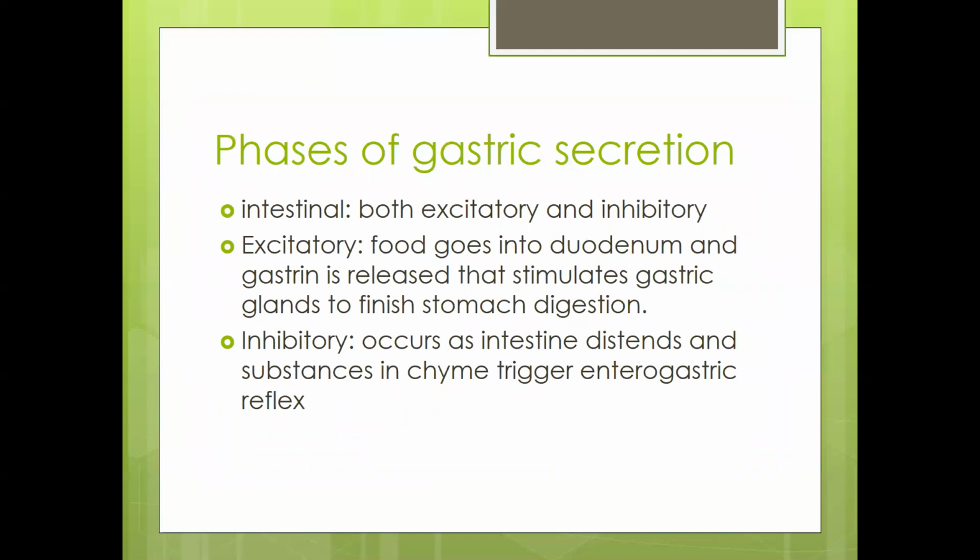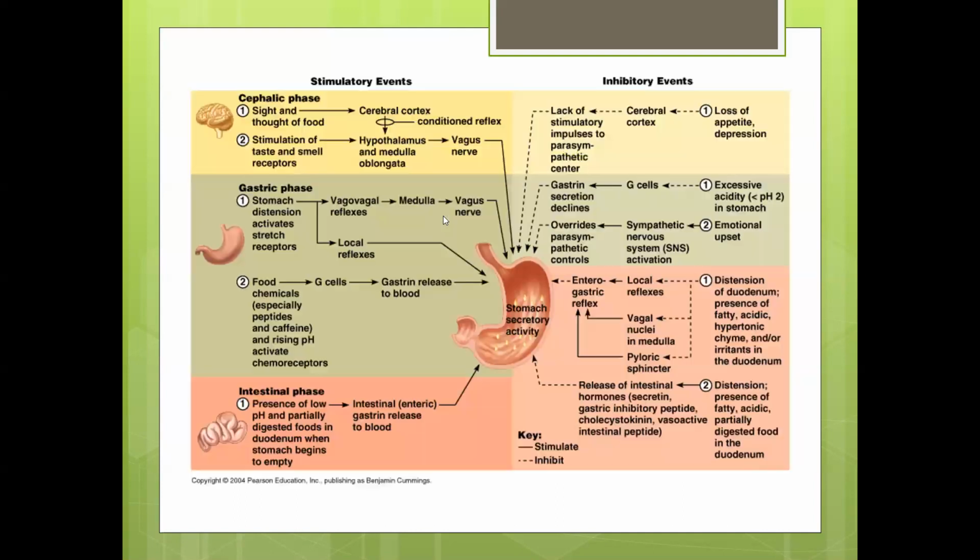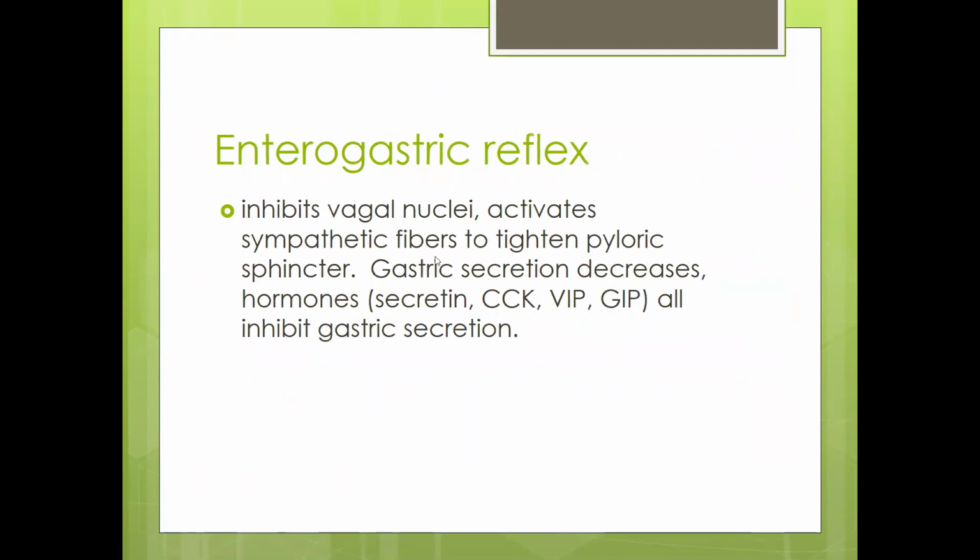And then as more material passes into the duodenum, because of this distension of the intestine and even more of the substances from chyme, we trigger the enterogastric reflex. So what is that reflex? Well, we're inhibiting the vagal nuclei. So if we go back here, we can see I'm inhibiting the sphincter, inhibiting those local reflexes that would keep stuff moving. And then we'll actually use some sympathetic stimulation to tighten the pyloric sphincter. Then we get this secretion of these hormones.